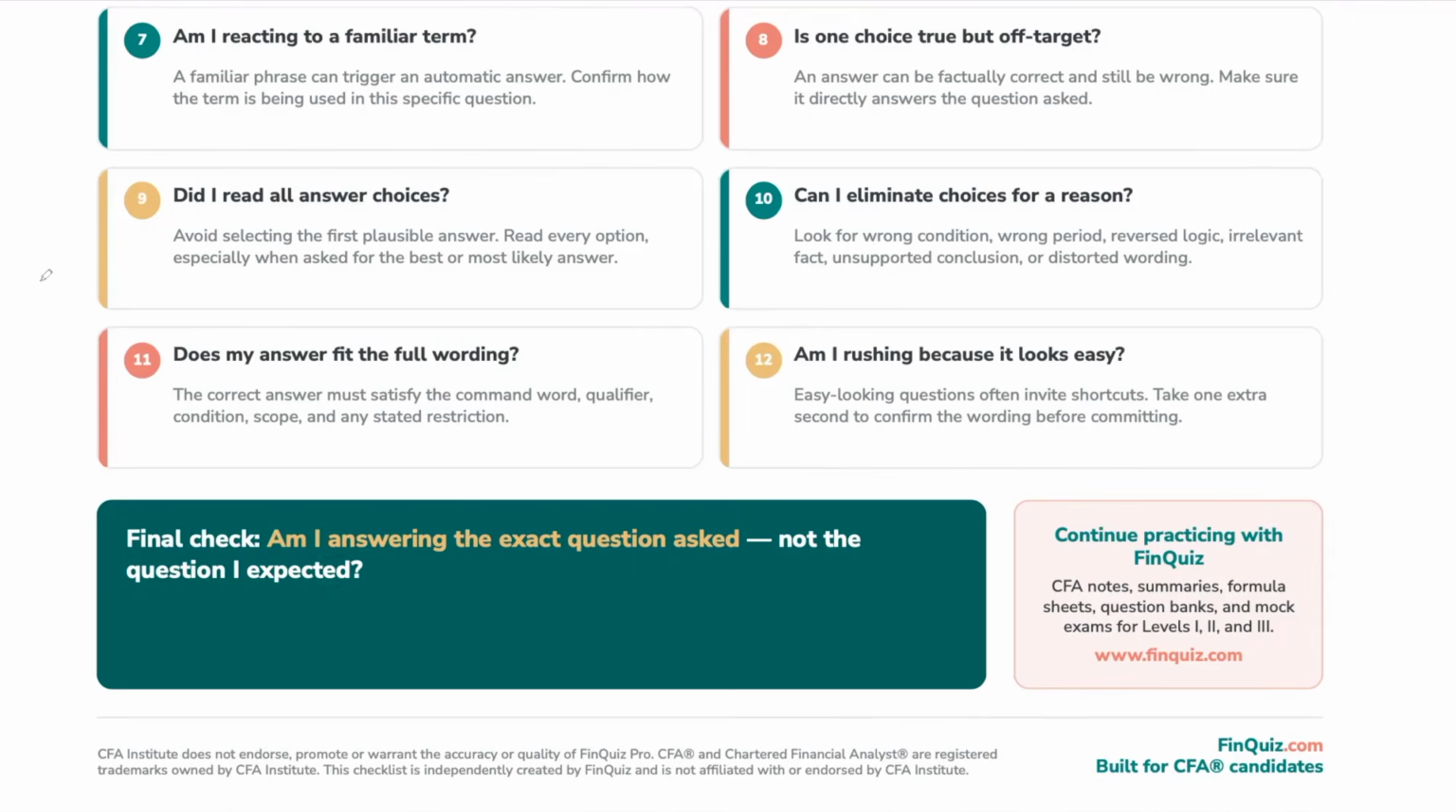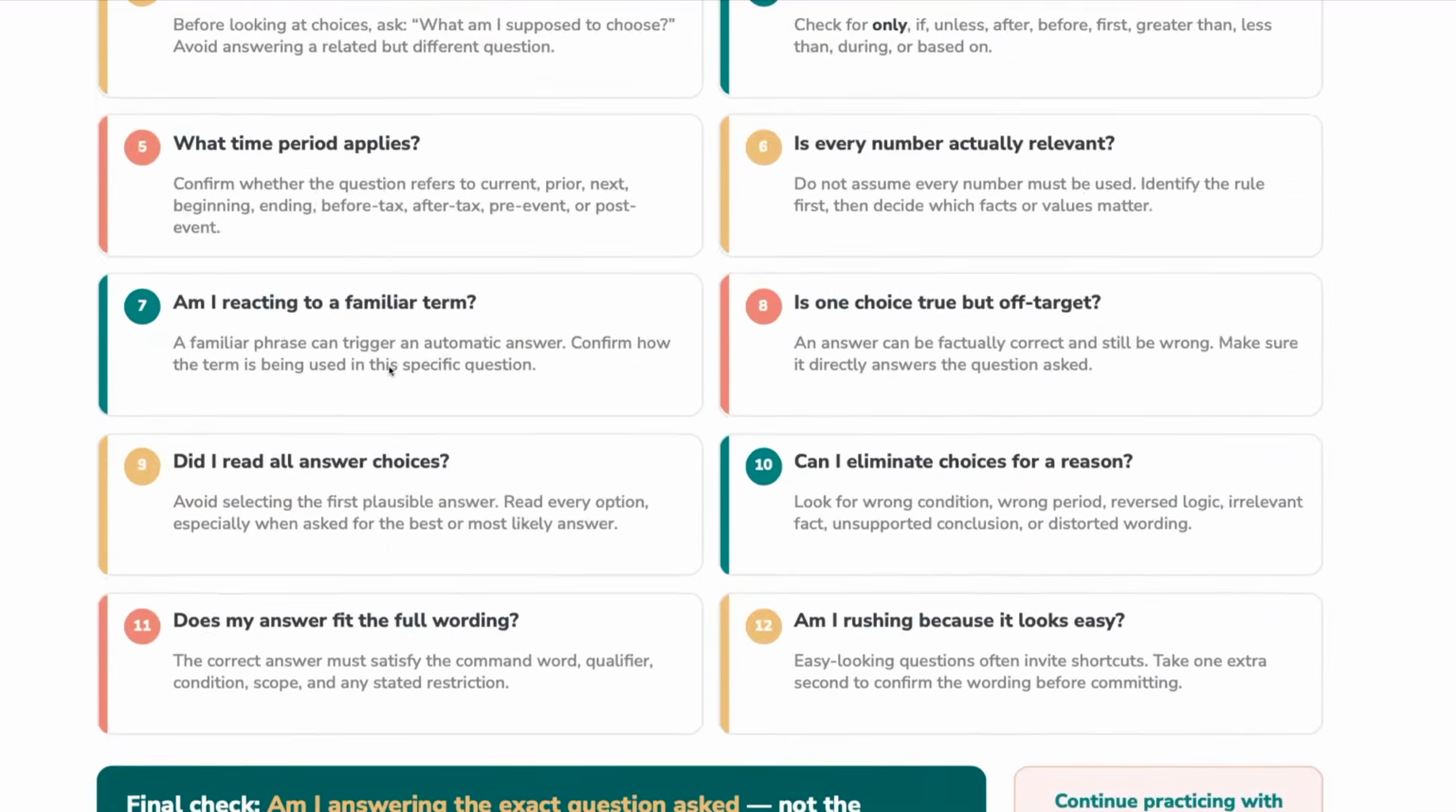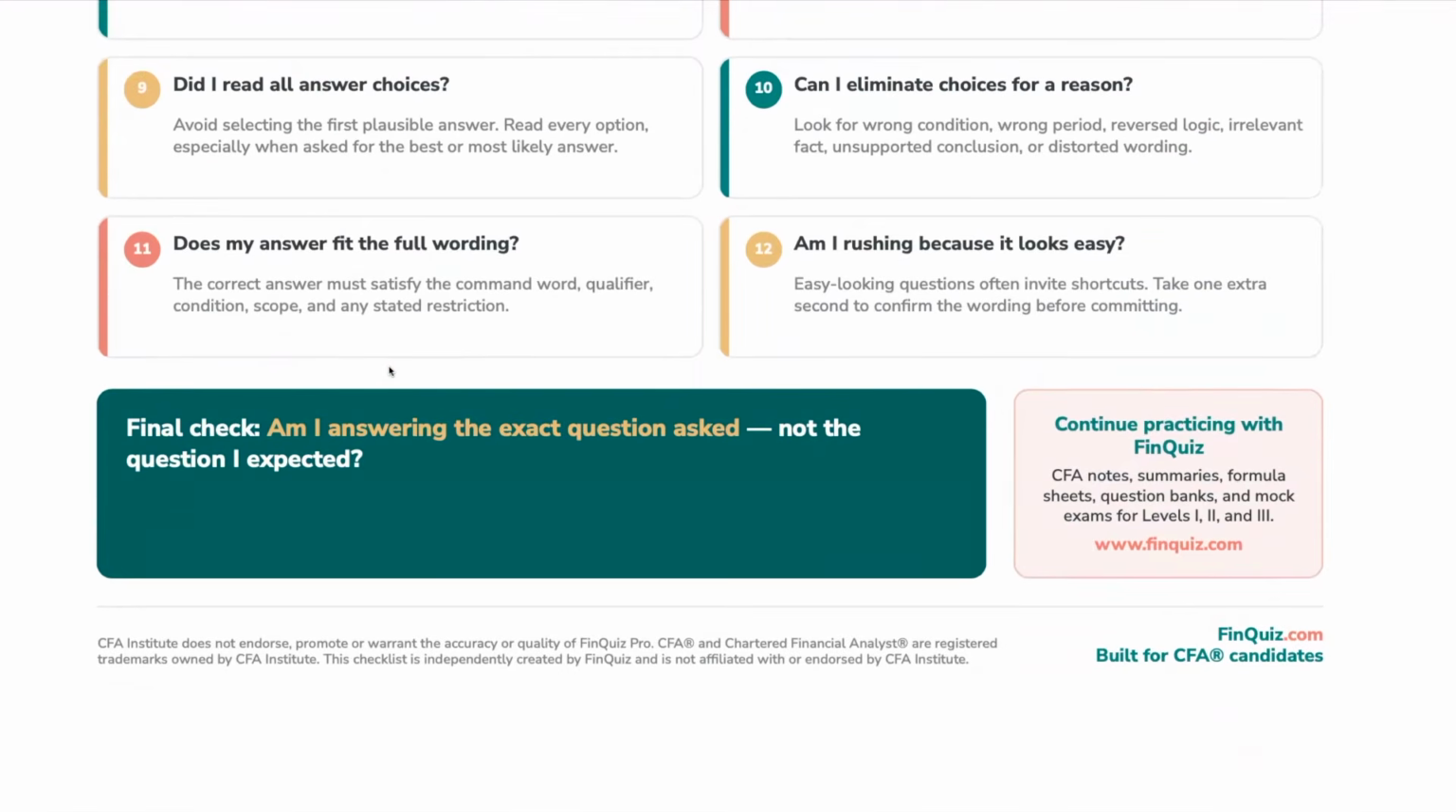So here is how I would recommend using this checklist. Keep it beside you while practicing questions. Use it during mock exams. And most importantly, use it when reviewing wrong answers. Every time you get a question wrong, ask yourself, was this a knowledge mistake or was this a reading mistake? Those are not the same thing. If you did not know the formula, fine, go back to the notes. If you did not understand the concept, review the reading.